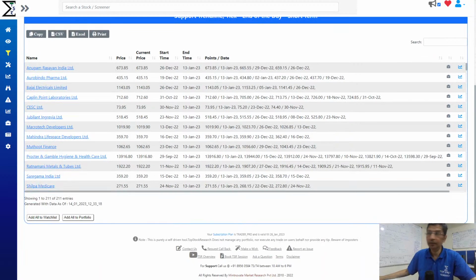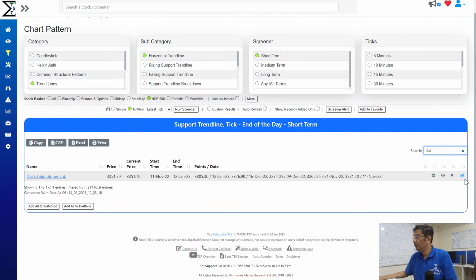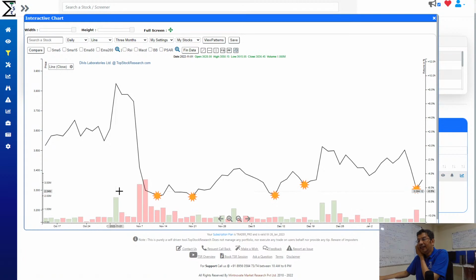In the short term, we have Divi's Lab. You'll see it's pretty much in the sideways market. This particular stock is in a sideways market. So you can spot these things and then wait for a very good breakout or breakdown.